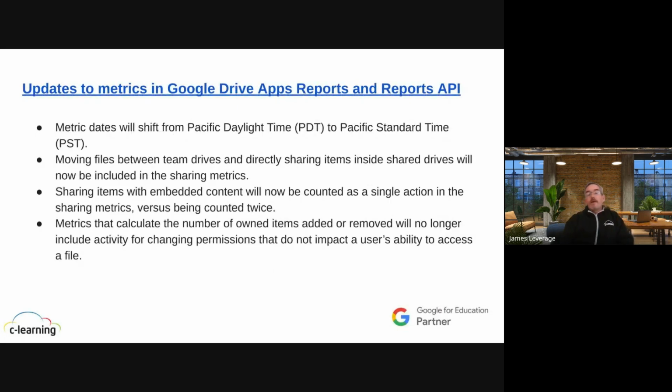Google Drive apps, anyone who looks at metrics, when it comes to Google Drive, there's updates to the metrics now. Some of them are quite useful, such as sharing items with embedding content is now counted as a single action in the metric rather than being counted twice. They're also changing the dates from Pacific Daylight Time to Pacific Standard Time, which really shouldn't affect us in the UK. But moving files between team drives and sharing items inside shared drives will also be included in the sharing metrics.